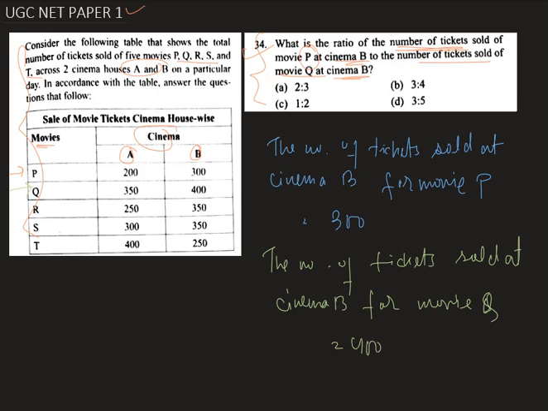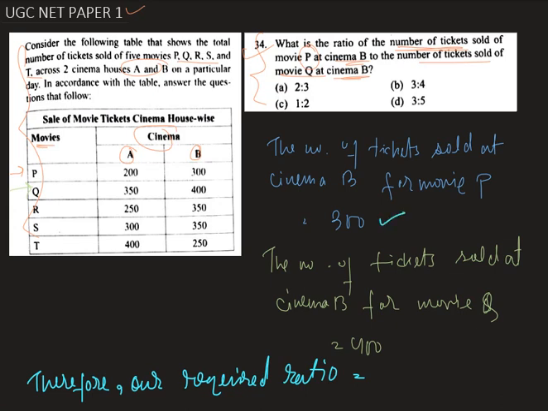Okay, therefore our required ratio of sales of tickets for movie P and movie Q is 300 is to 400, which results in 3 is to 4.